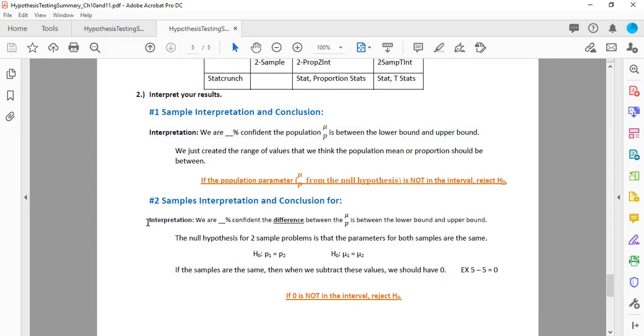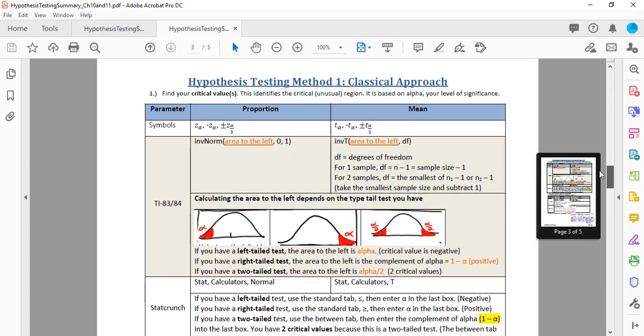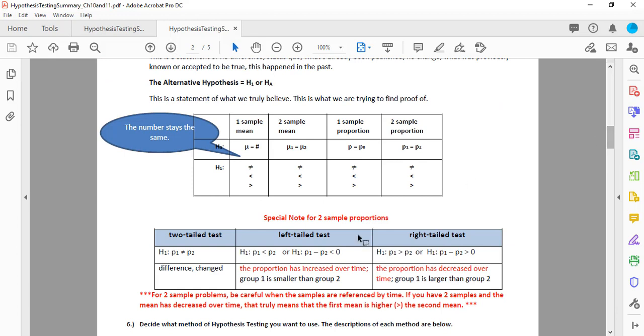For 2 samples, our interpretation is we are blank percent confident, 90, 95, or 99, that the difference between the means or proportions is between the lower bound and upper bound. So for 2 samples, we're always looking at the difference. We're subtracting them. And that's why you have 2 different ways of writing your null and alternative hypothesis. And here, you're supposed to also have p sub 1 minus p sub 2 is not equal to 0 as well.